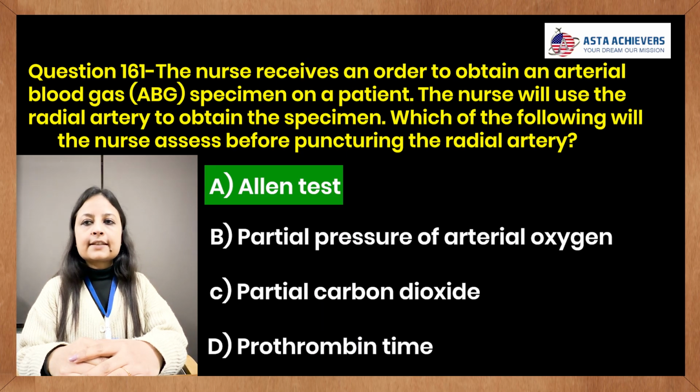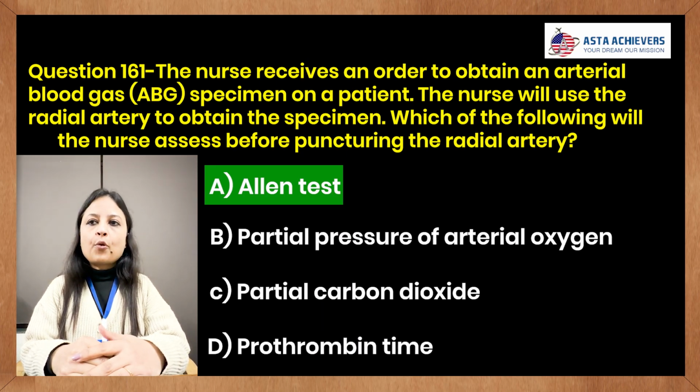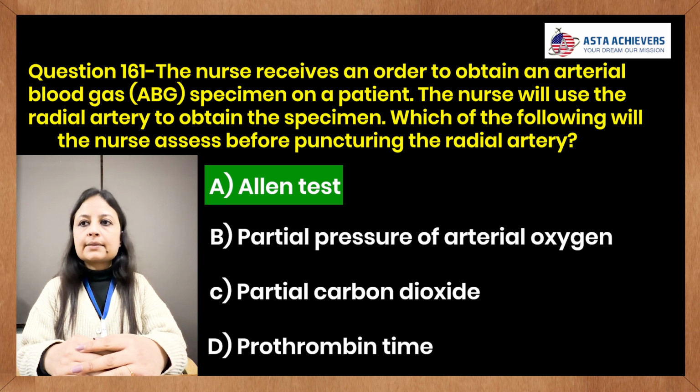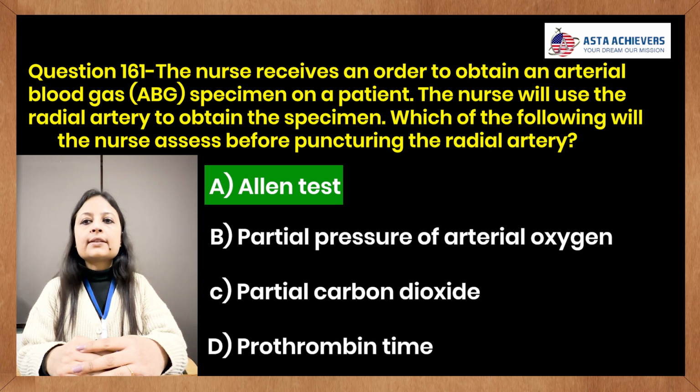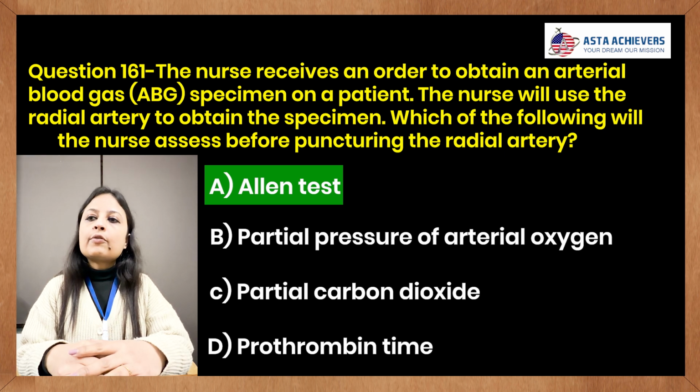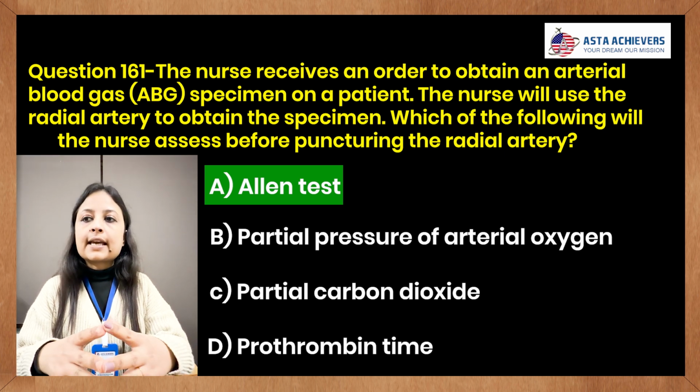Question number 161. The nurse receives an order to obtain an ABG specimen on a patient. So the nurse will use the radial artery to obtain the specimen. Which of the following will the nurse assess before puncturing the radial artery?